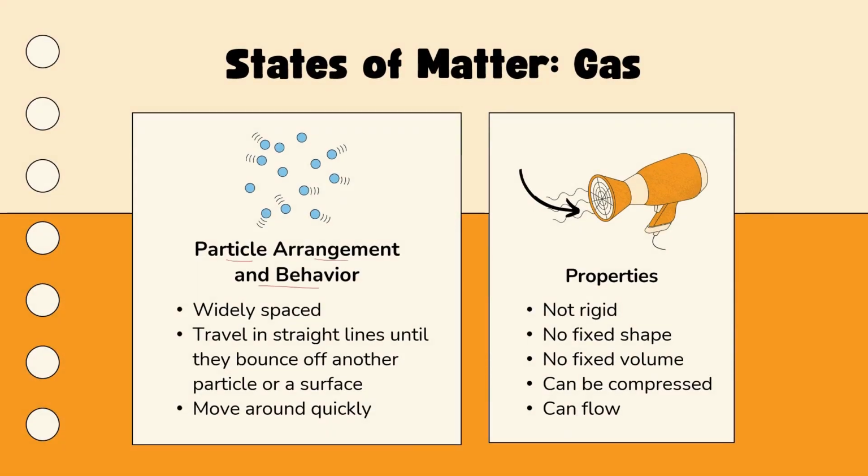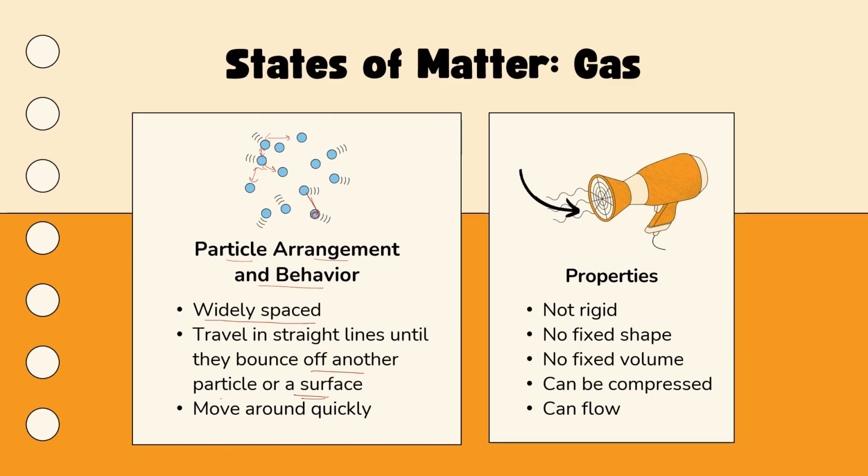Particle arrangement and behavior. Widely spaced. You can see in here that all the atoms have enough space between one another. They travel in straight lines until they bounce off another particle or a surface. For example, this particle moves in a certain direction. It will go in a straight line.